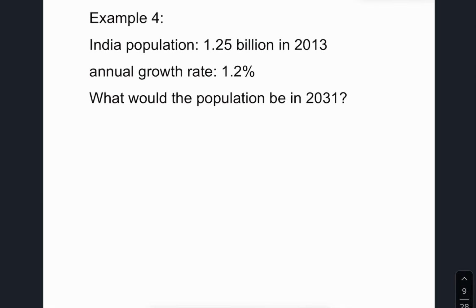So if we look at this problem, it says India's population is 1.25 billion in 2013. It has an annual growth rate of 1.2%. What would the population be in 2013?